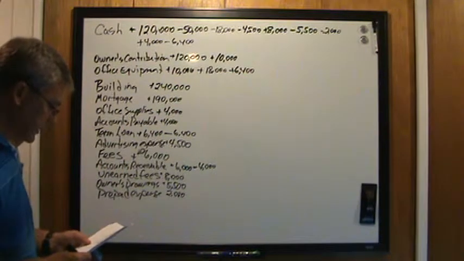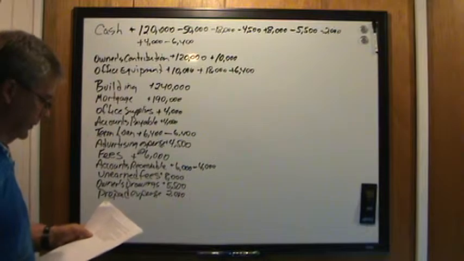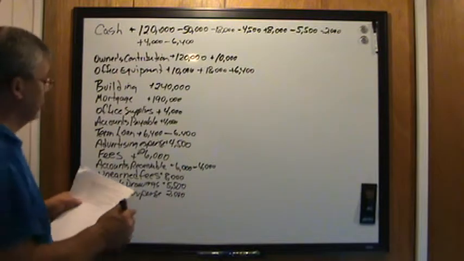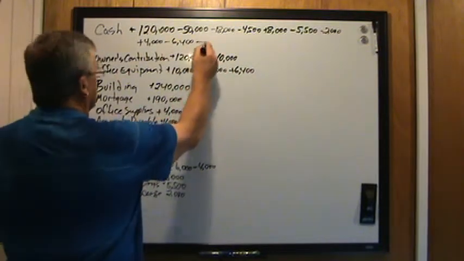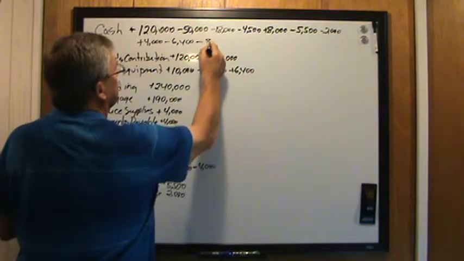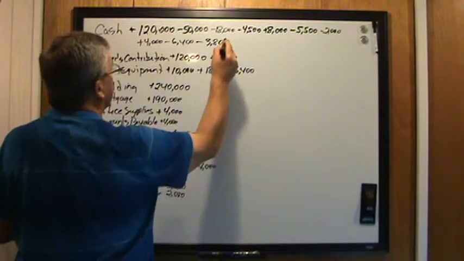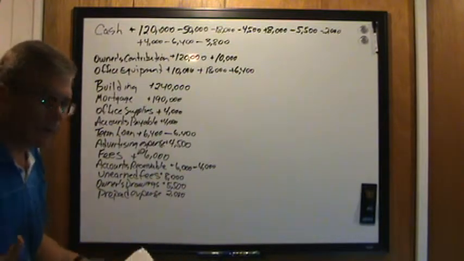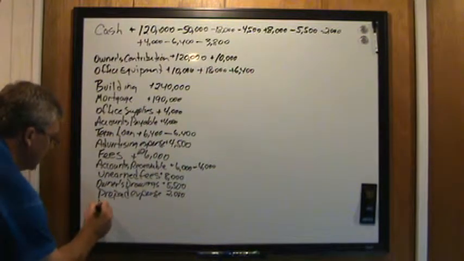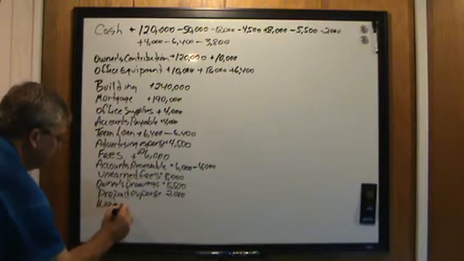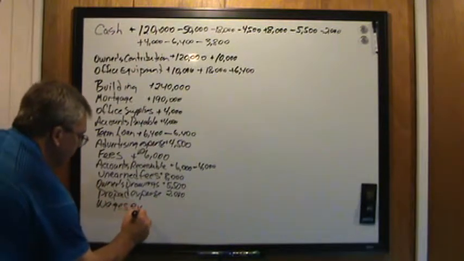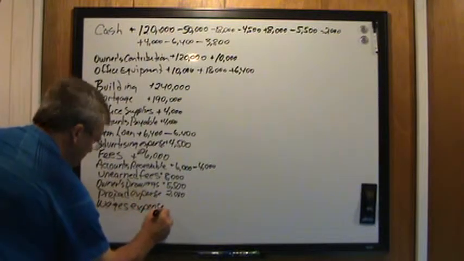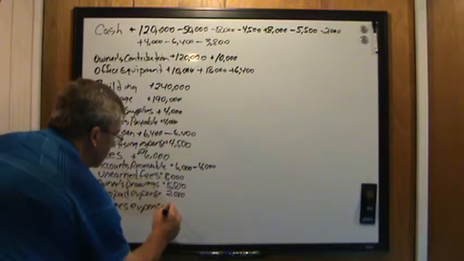And finally, we paid $3,800 cash for the secretary's wages. So minus $3,800, and we don't need to worry whether it's secretary or not. We'll just call that account wages expense, $3,800.